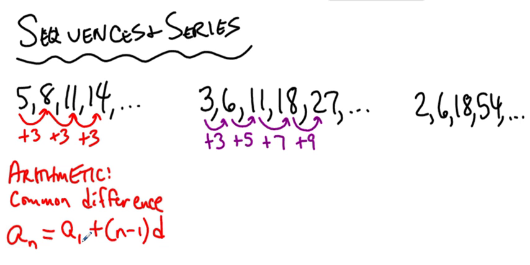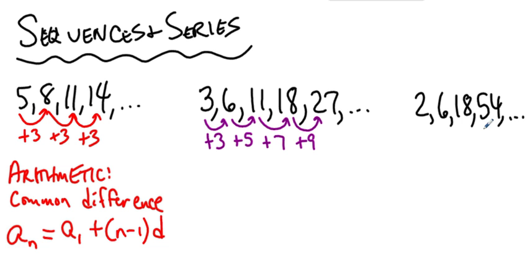So coming up with the nth term, you could learn the formula. You could learn that a sub n is a sub 1 plus n minus 1 times d. You could do that. Or you could think, if I need the 27th term, I'm going to take that 5 and add 3, add 3, add 3, add 3, add 3. How many times? 26 times to get from the first number in the list to the 27th number in the list.